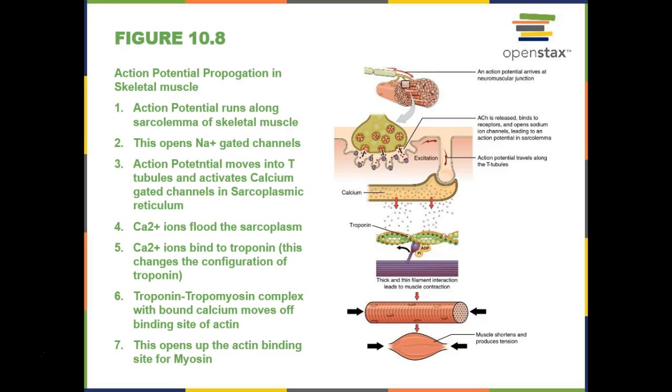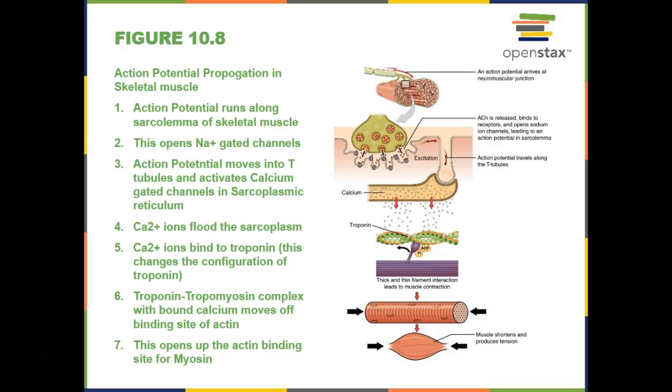And once it hits the T-tubules, it activates calcium-gated channels in the sarcoplasmic reticulum. So calcium, which is bound in the sarcoplasmic reticulum, is then released into the sarcoplasm of the muscle fiber. And I talked about the regulatory proteins, troponin and tropomyosin. So their function is to monitor the muscle contraction. They regulate that muscle contraction.